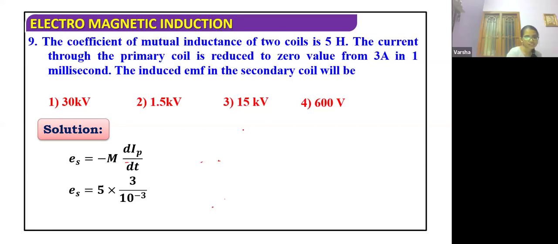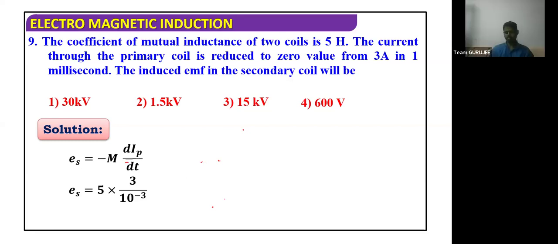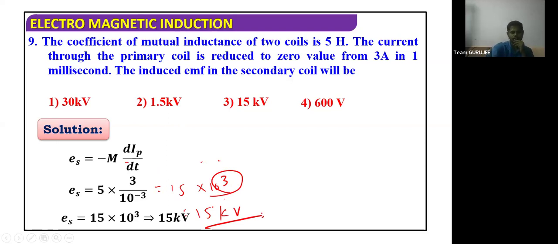Fifteen. Yes, actually, 5 threes are simply 15. Then 10 power minus 3 goes to the numerator. It is 10 power plus 3, and 10 power plus 3 is a kilo. Therefore, 15 kilovolt is the answer. Therefore, option 3 is correct.